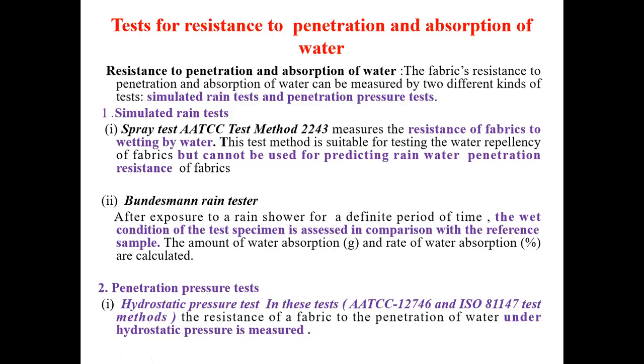In the case of the spray test, we measure the resistance of the fabric to wetting by water, and in the case of the Bundesmann rain test, we measure the water absorption percentage and also assess the degree of wetting of the fabric. But in the case of the penetration pressure test, we measure the pressure under which water can penetrate.